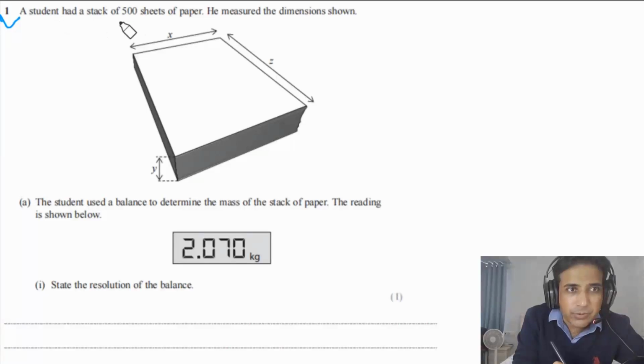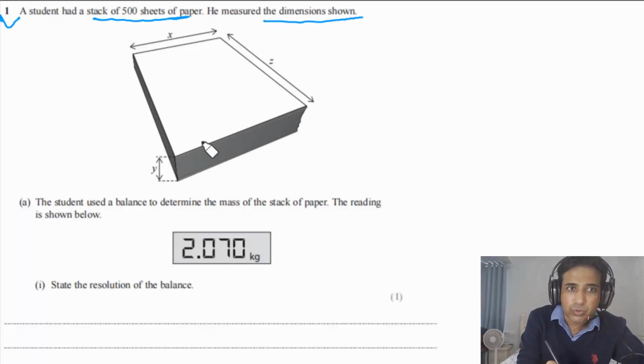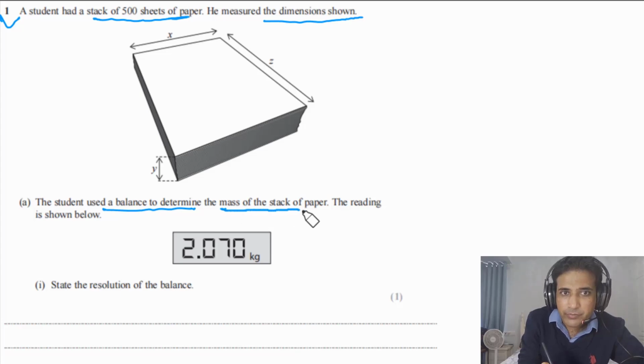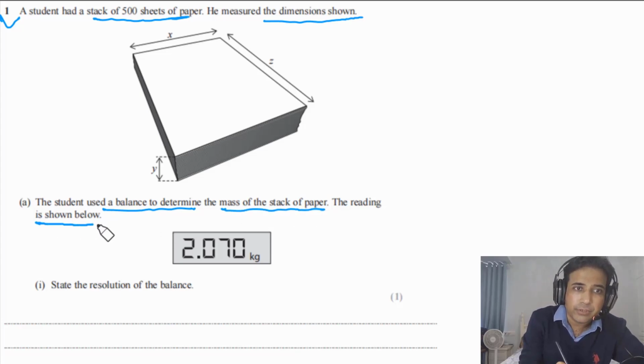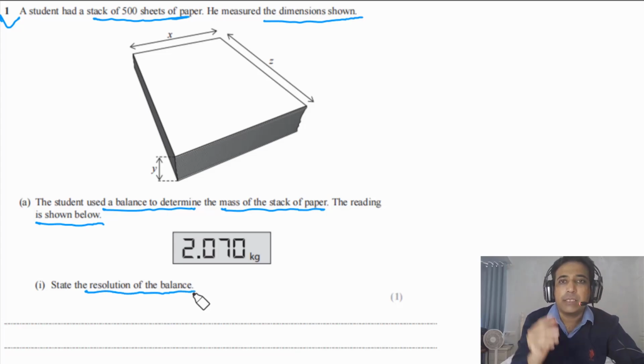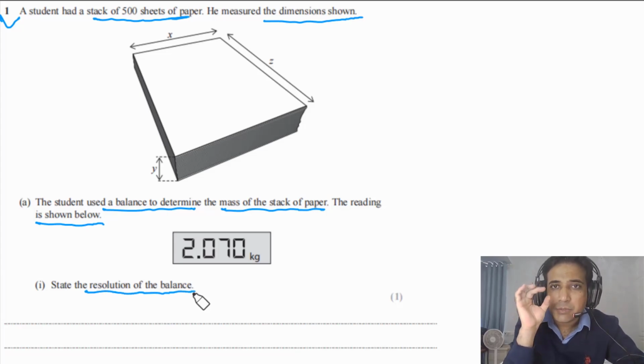Question 1 says a student had a stack of 50 sheets of paper. He measured the dimensions shown, x, y and z. The student used a balance to determine the mass of the stack of paper. The reading is shown below. State the resolution of the balance. Resolution is the smallest measurement we can take with the help of that instrument.